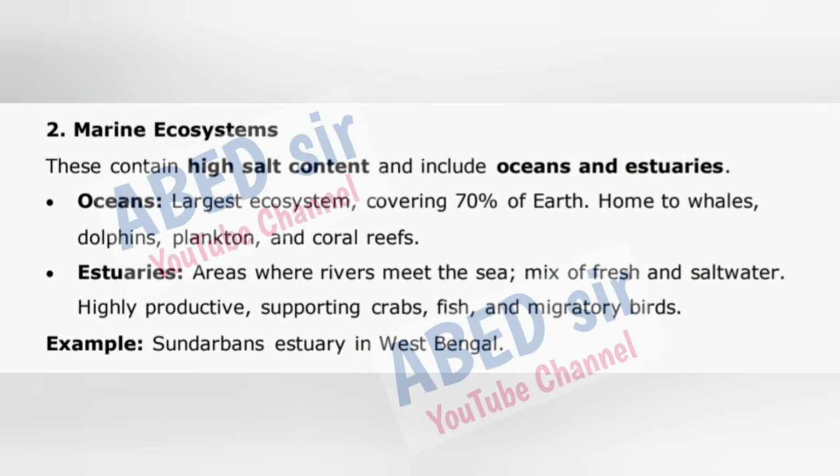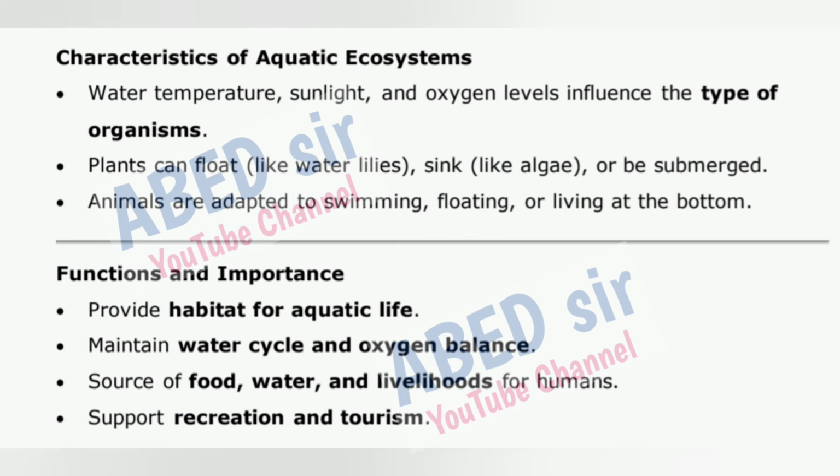Estuaries: areas where rivers meet the sea, a mix of fresh and salt water. Highly productive, supporting crabs, fish, and migratory birds. Example: Sundarbans estuary in West Bengal. Characteristics of aquatic ecosystems: water temperature, sunlight, and oxygen levels influence the type of organisms.